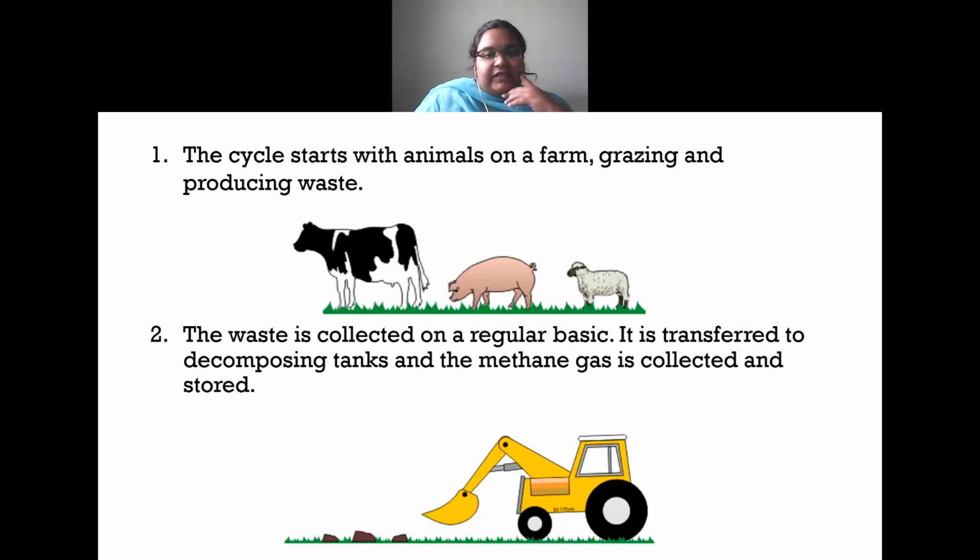Now, the cycle starts with animal farming: animals on a farm grazing and producing waste. They eat and then produce some waste, and that is how the process starts. Now, the waste is collected on a regular basis. It is transferred to decomposing tanks, where the methane gas is collected and stored.